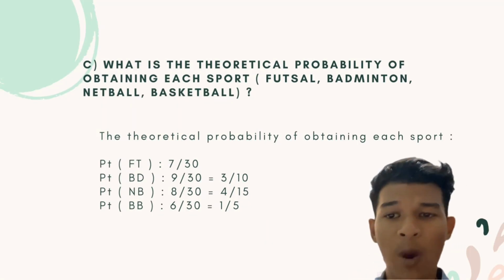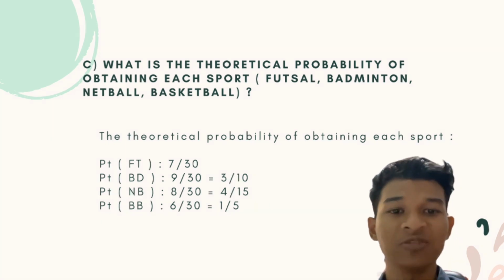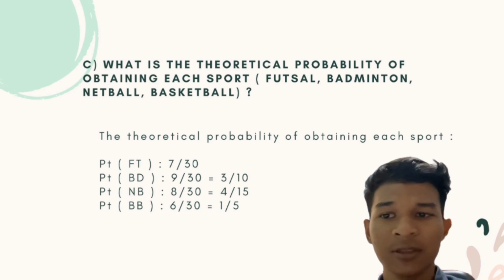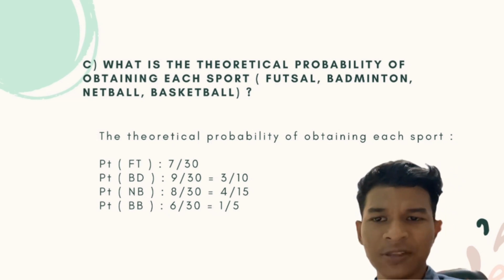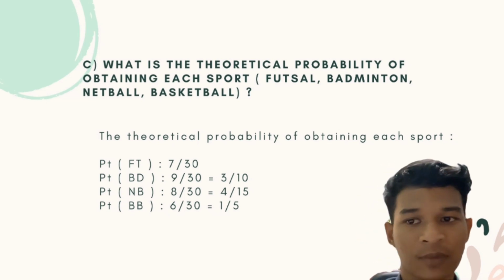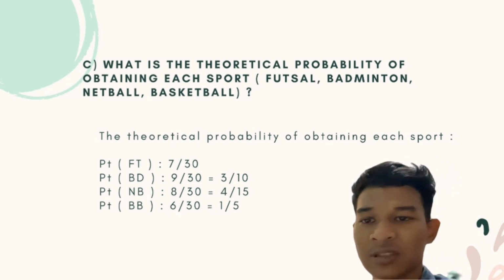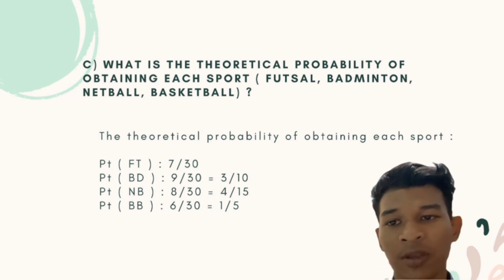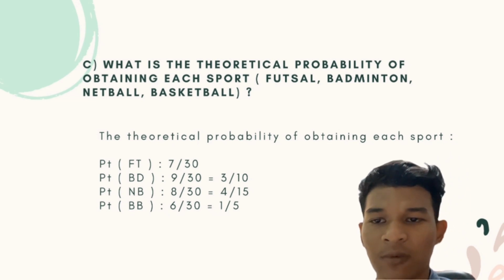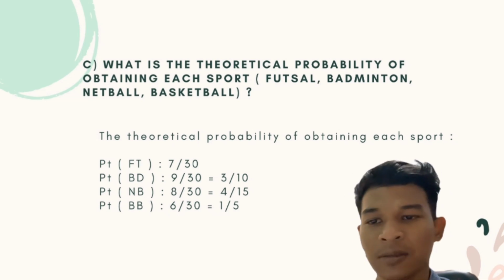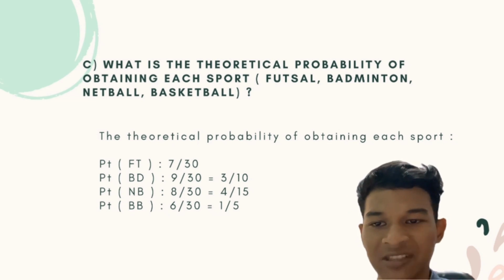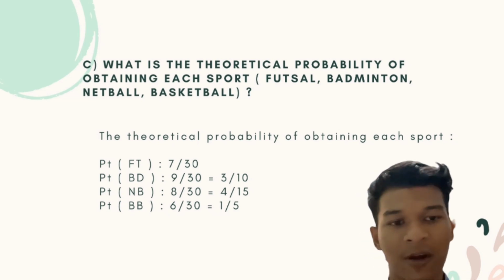Okay, for question C, what is the theoretical probability of obtaining each sport? Futsal, badminton, netball, basketball. To solve this question, we refer back to the table that we constructed. So the theoretical probability of obtaining each sport are: futsal, 7/30. For badminton, 9/30, we simplify and get 3/10. For netball, we got 8/30, so we simplify and get 4/15. And lastly, basketball, 6/30, and simplify and get 1/5.